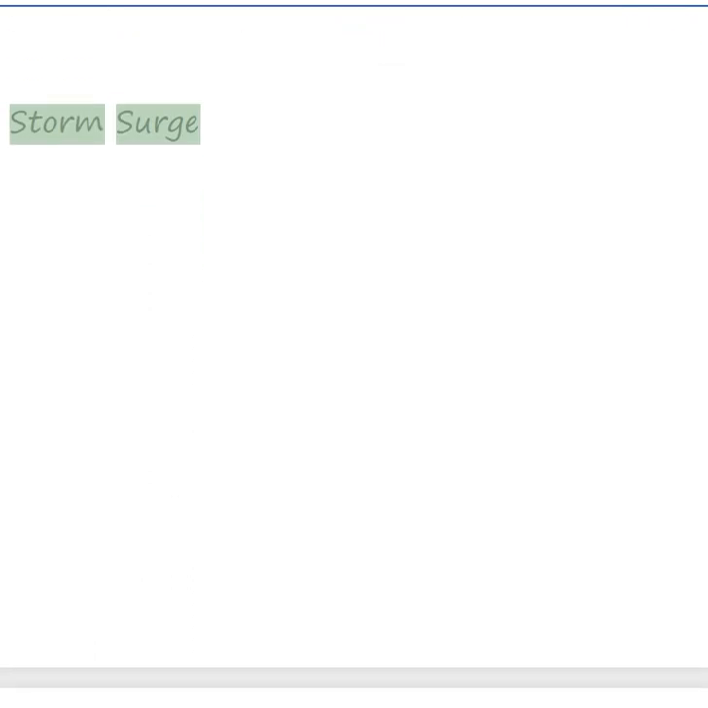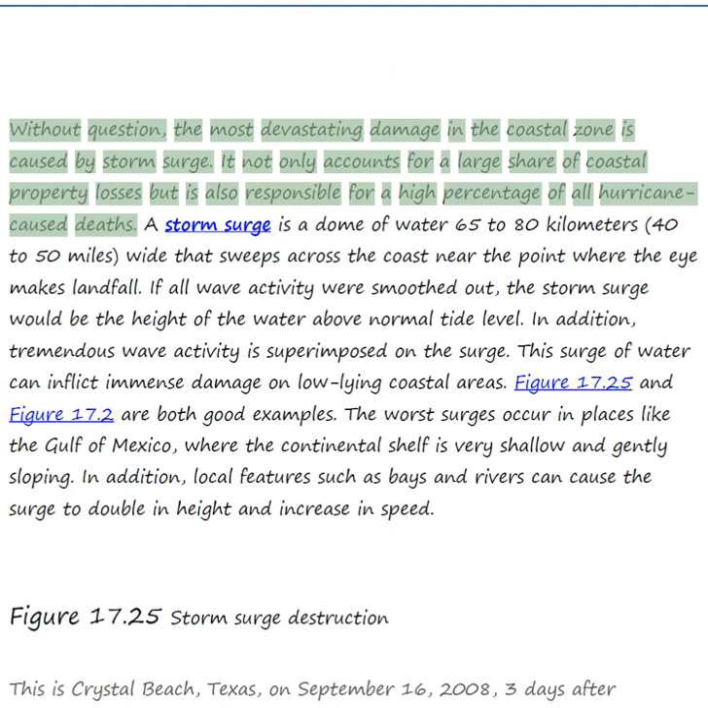Storm surge. Without question, the most devastating damage in the coastal zone is caused by storm surge. It not only accounts for a large share of coastal property losses but is also responsible for a high percentage of all hurricane-caused deaths.